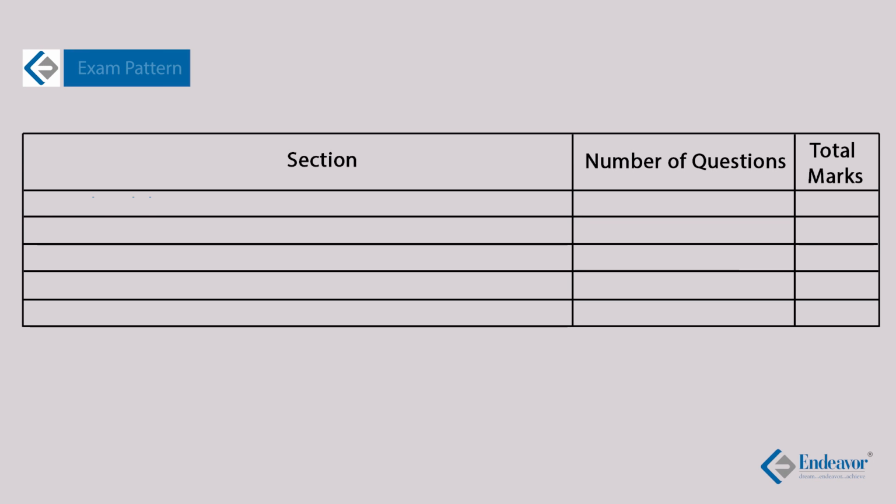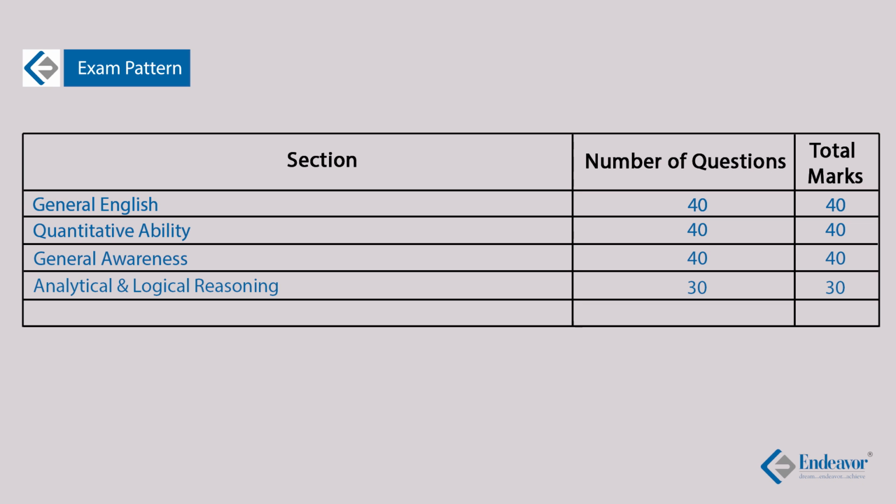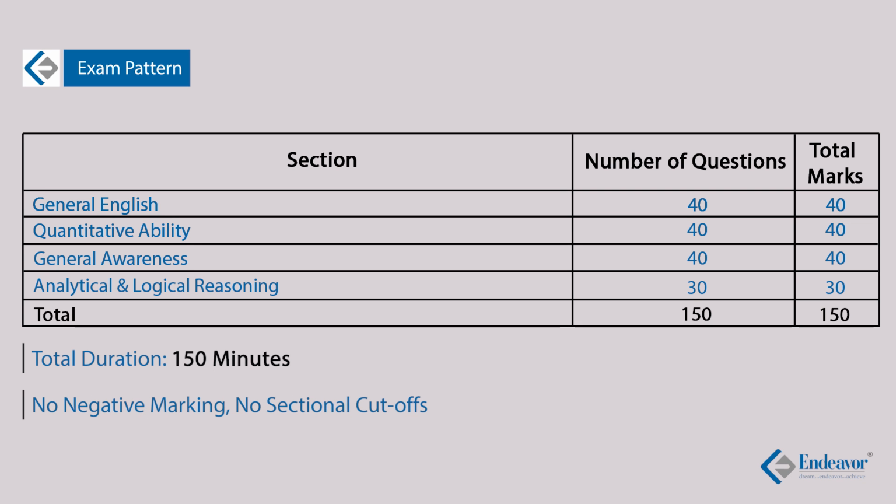So when we look at the format, the exam is divided into 4 sections. General English having 40 questions, 40 marks. Quantitative Ability having 40 questions, 40 marks. General Knowledge having 40 questions, 40 marks, and Analytical and Logical Reasoning having 30 questions and 30 marks. So in all 150 questions to be answered in 150 minutes, carrying 150 marks. And the most important element that we should note over here is that there is no negative marking.